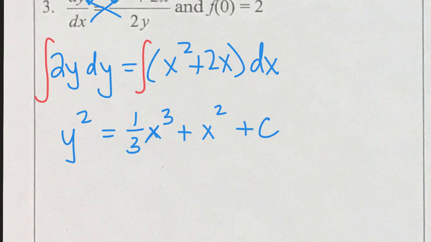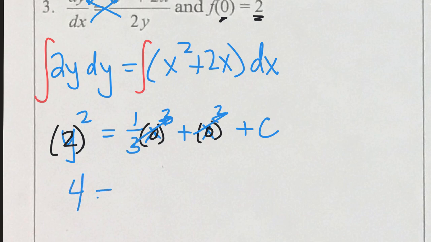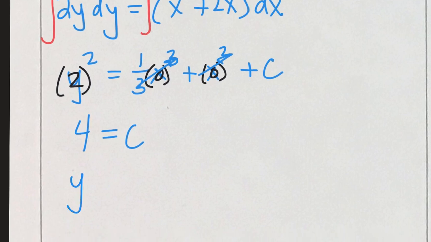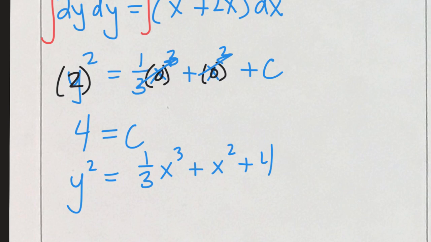So now let's plug in our 2 for y. So 2 comes over here, and 0 everywhere for x. Okay, and it looks like, once again, all of our x's are zeros, and 2 squared is 4, so 4 is equal to your c value. So we have y squared equals 1/3 of x cubed plus x squared plus 4.